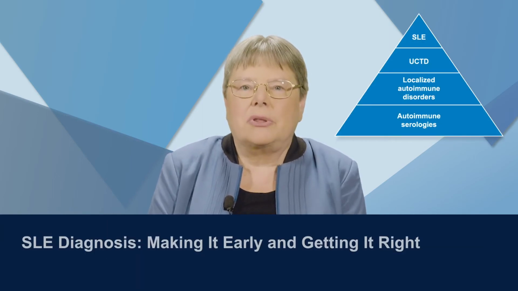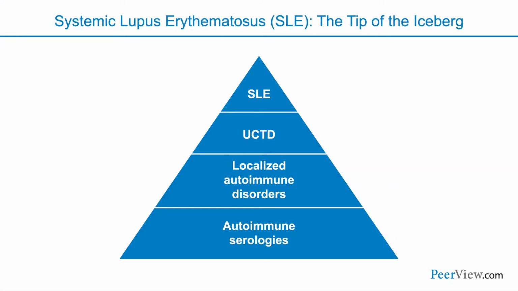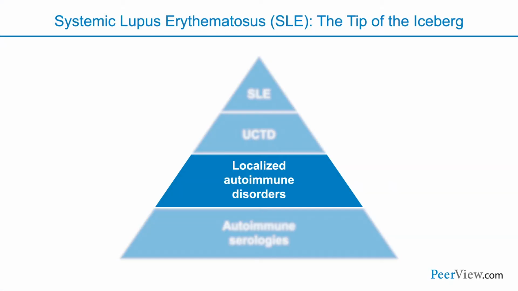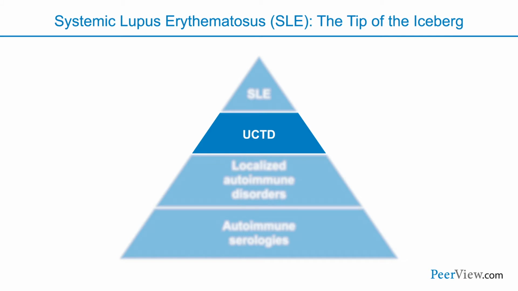I want you to think of lupus as the tip of the autoimmune iceberg. With autoimmune serologies being most common, that would mean a positive ANA. And the next step in this pyramid are localized autoimmune disorders. The most common one that you'll probably encounter is autoimmune thyroid disease. Rheumatologists become involved on the next step of the pyramid. Mild systemic autoimmune symptoms are usually labeled as undifferentiated connective tissue disease, or UCTD for short.